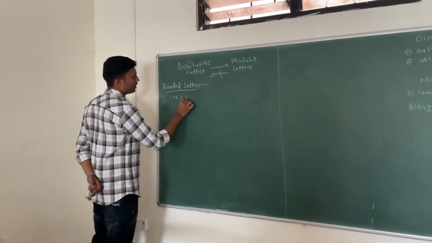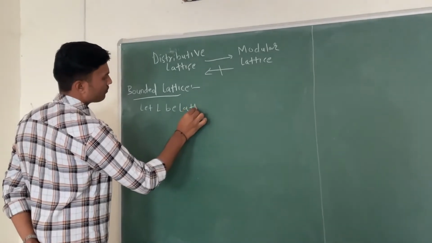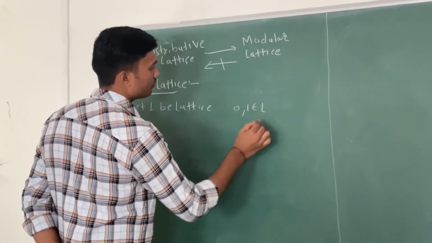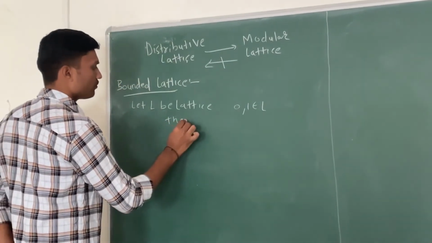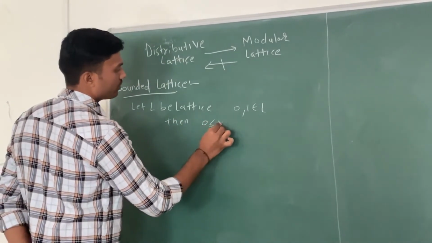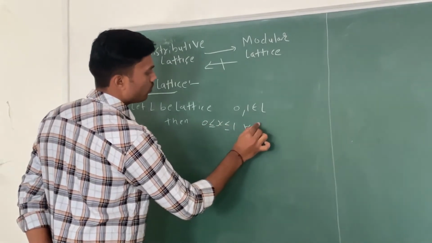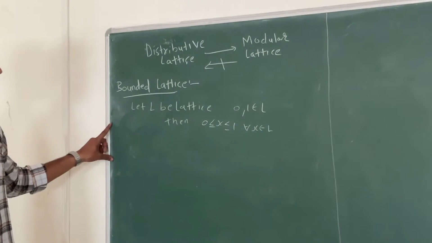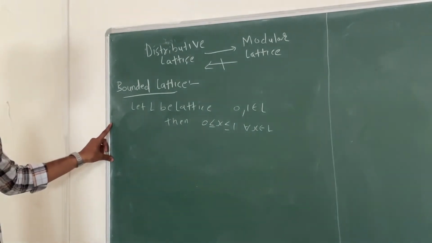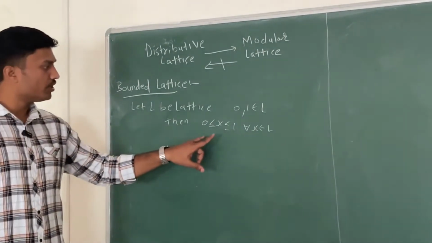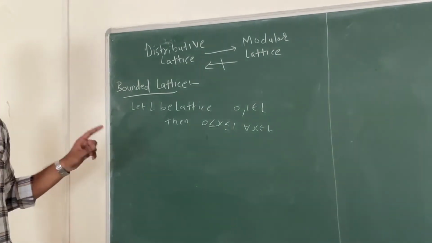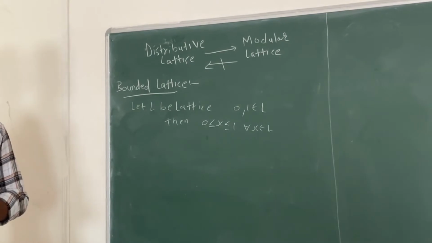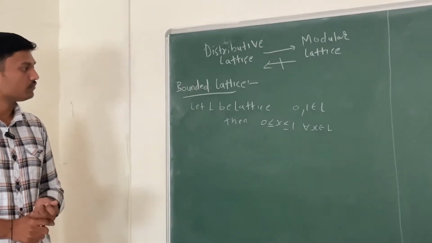Let L be a lattice and 0, 1 belong to L, then 0 ≤ x ≤ 1 for all x belongs to L. In this definition, we can choose any element of the lattice, which must lie between 0 and 1, and then we can say that it is a bounded lattice. Here 0 is the minimum element and 1 is the maximum element.